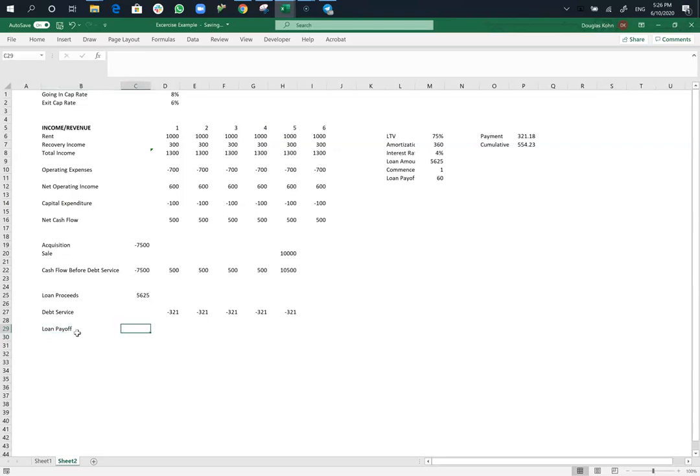And then we have one more line for loan payoff. That's going to go over here. And that will be the loan amount minus all of the principal payments that we've made.